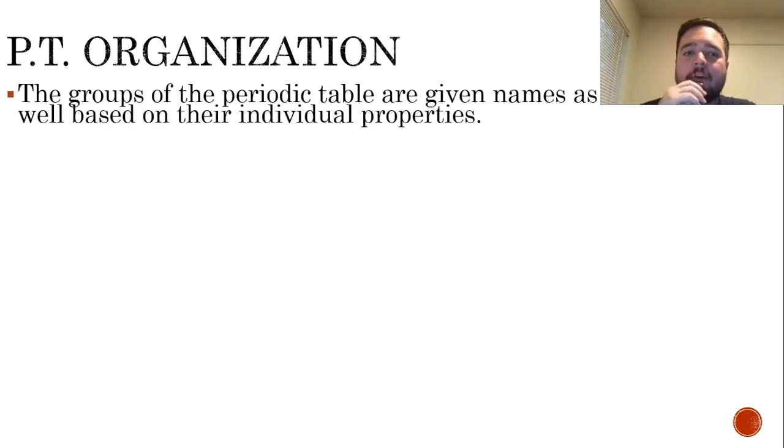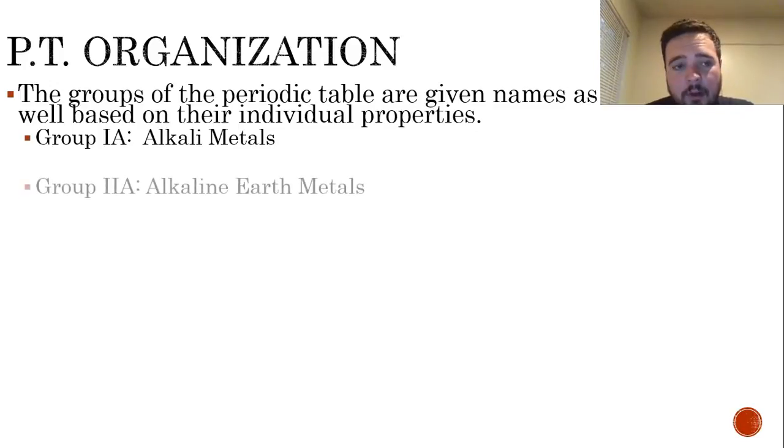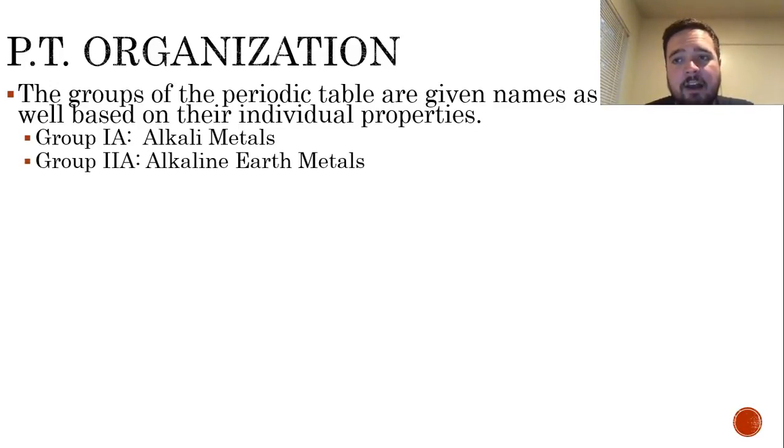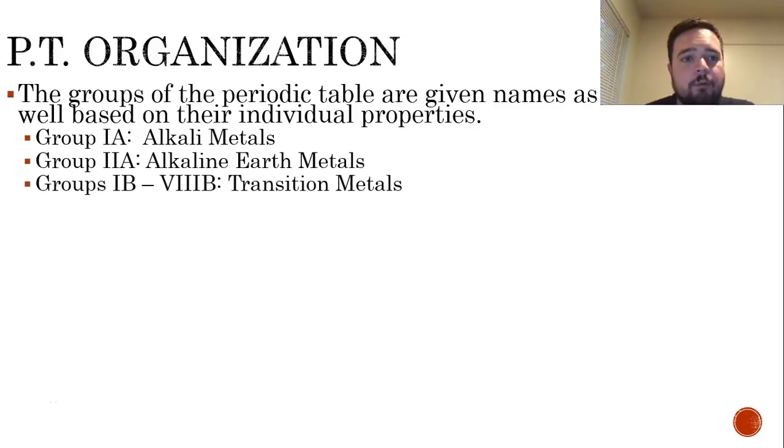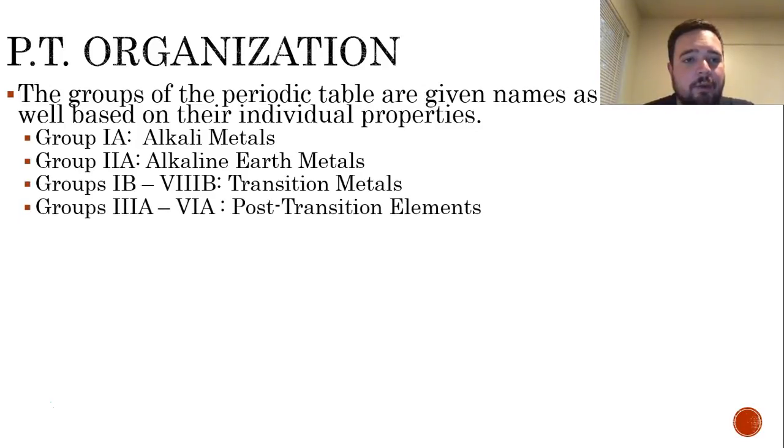So the groups of the periodic table are given names based on their individual properties. As families, you kind of have to name the family, right? Family names. So group 1A are called alkali metals. Group 2 are called alkaline earth metals. They sound a little bit similar, but they're completely different, so don't get those confused. Groups 1B through 8B are the transition metals. And then 3A through 6A is the post-transition metals.